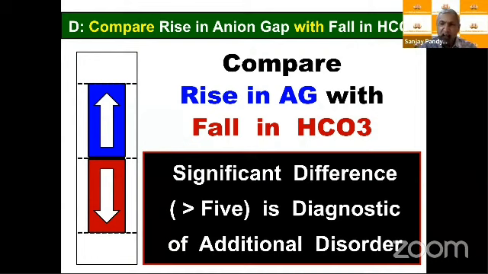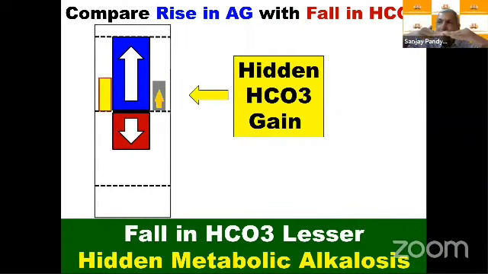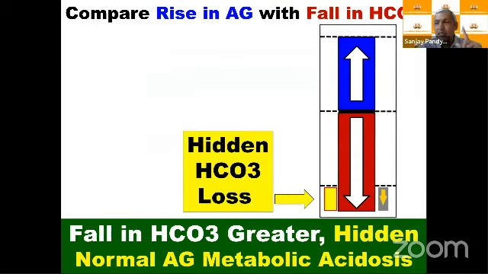Okay. So again, I will summarize: MOSSAD skill is used only when there is high anion gap metabolic acidosis. And when we compare rise in anion gap with fall in bicarbonate, if both are equal, we have pure high anion gap metabolic acidosis. But if it's not equal and fall in bicarbonate is smaller, that means there is hidden bicarbonate gain, and therefore it is suggestive of hidden metabolic alkalosis. Okay, so if the fall in bicarbonate is less, it's hidden metabolic alkalosis.